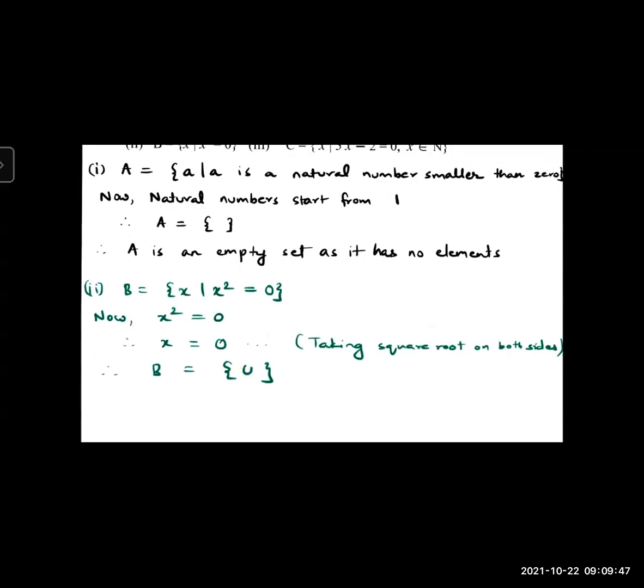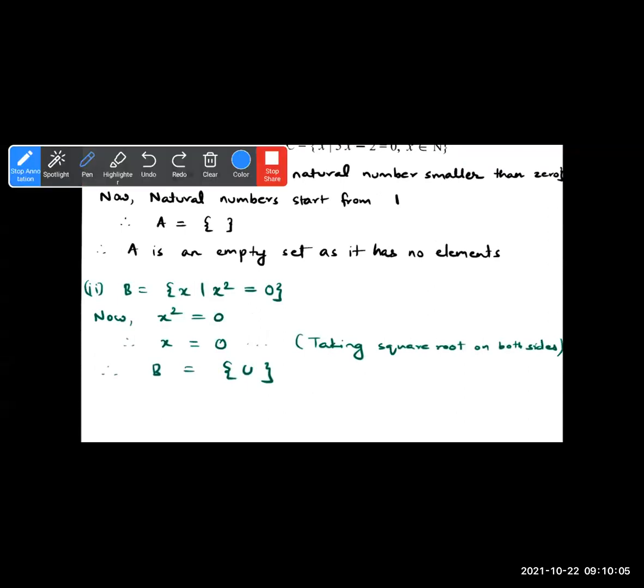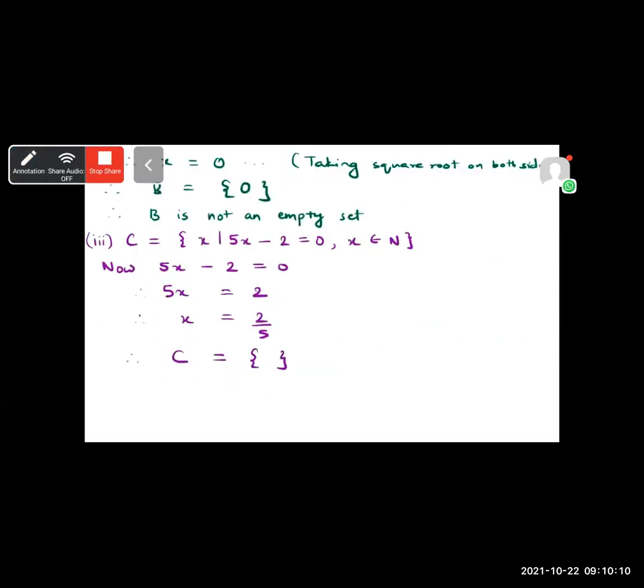Okay. See the next question. B is equal to the set of all x such that x squared is equal to 0. If x squared is equal to 0, the value of x will be 0. So in set B, 0 is coming. Taking the square root on both sides, you get x is equal to 0, and in set B, 0 is there. Okay. So we get one element in set B. Therefore, B is not an empty set.